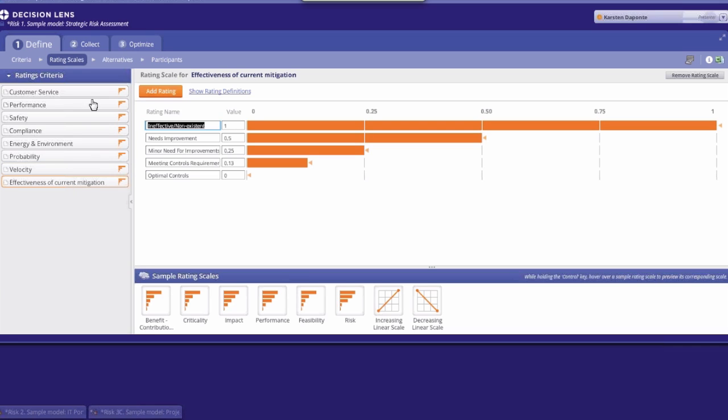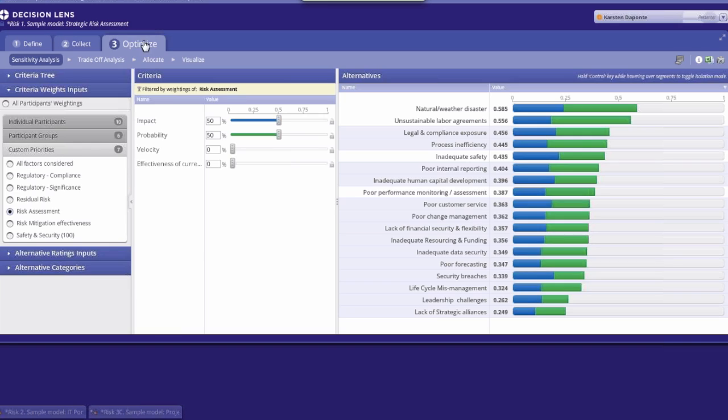Once we have gathered the stakeholders' inputs in the collect step in the process, we are now armed with the data to inform the strategic risk assessment. We start this review of the risk assessment results by looking only at the fundamental components of risk as previously described: probability and impact, the standard risk assessment approach. Here you see the prioritized list, highest risks towards the top.